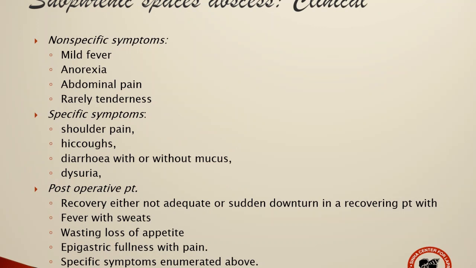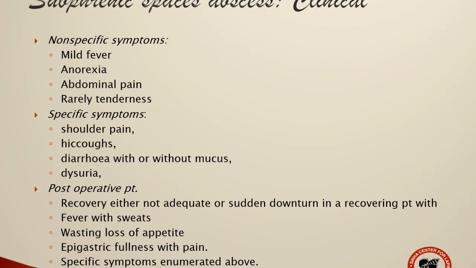So if we look at subphrenic abscess, how does it manifest? Either there could be non-specific symptoms, there could be specific symptoms, or more specifically in a post-operative patient. Non-specific symptoms are non-specific, to say the least: mild fever, anorexia, non-specific abdominal pain, rarely tenderness. But more specifically, you can have shoulder pain, you can have hiccups, you can have diarrhea with or without mucus, and you can have dysuria. A post-operative patient is a very important scenario where you should be suspecting subphrenic abscess, especially if in the post-operative period the recovery is either not adequate or there is a sudden downturn in a recovering patient with fever, sweats, wasting, loss of appetite, epigastric fullness with pain, and specific symptoms as enumerated above.